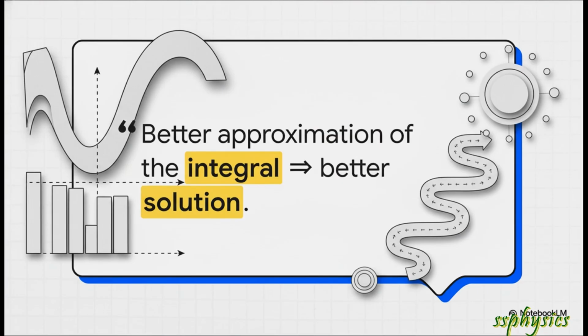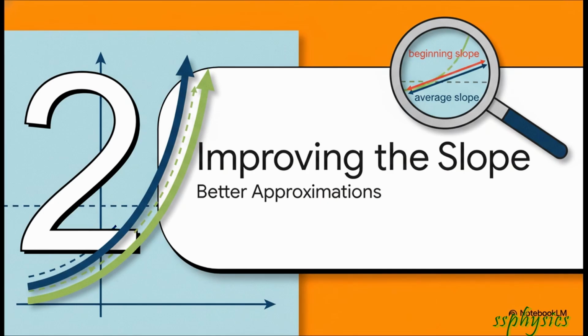And that right there brings us to the single most important idea in this entire explainer. Seriously, if you remember one thing, make it this. Every numerical method for solving ODEs, from the absolute simplest to the mind-bogglingly complex, is just a different and hopefully better way of estimating the value of that integral. The better our approximation of the integral, the more accurate our final solution is going to be. Simple as that.